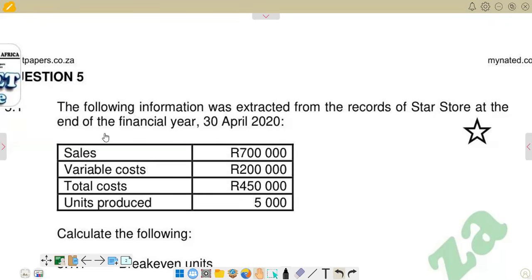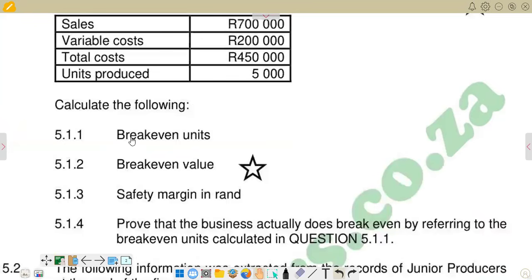The question reads: the following information was extracted from the records of SASTO at the end of financial year 30 April 2020. We are given a table with sales, variable costs, total costs, and units produced. The first part of the question says calculate the following. On 5.1.1, break-even units. So we need to calculate the break-even point in terms of units. We are going to put the formula down, and then calculate the break-even in units.